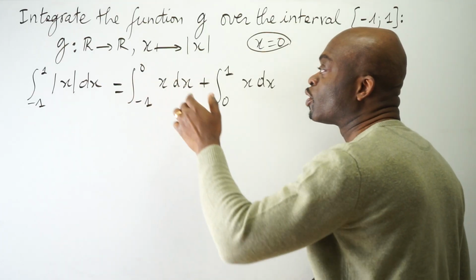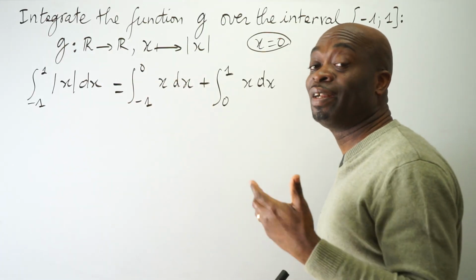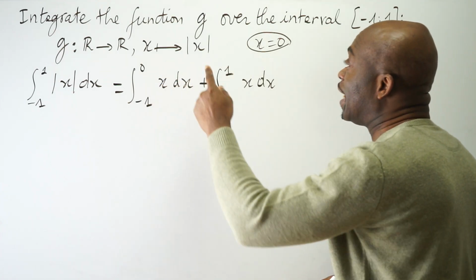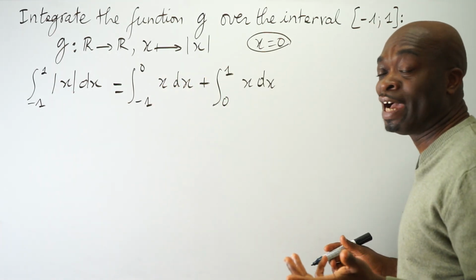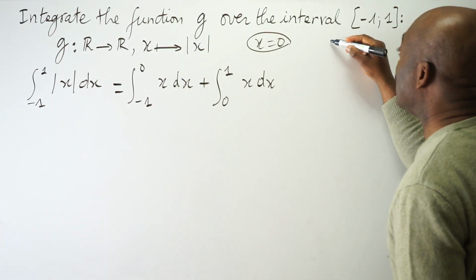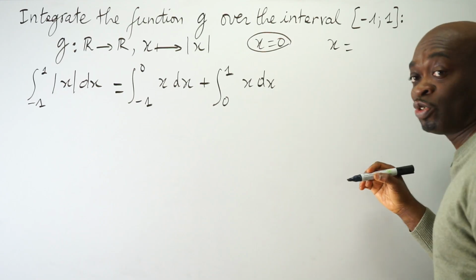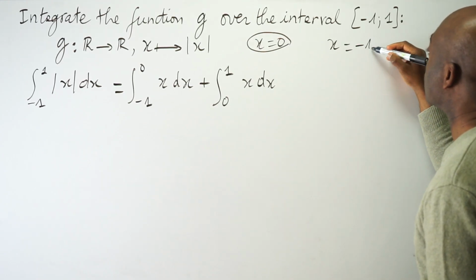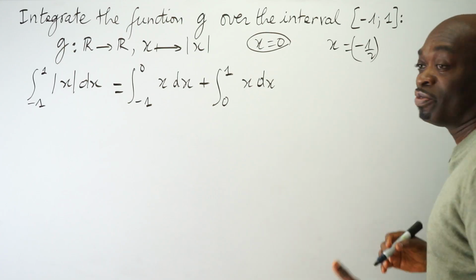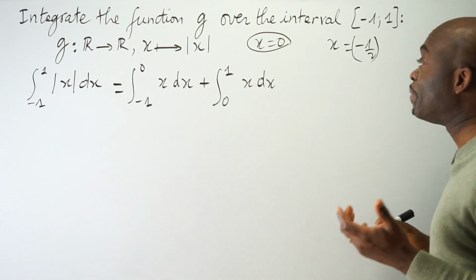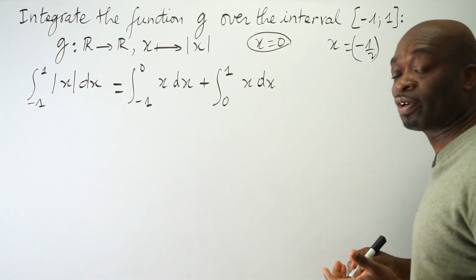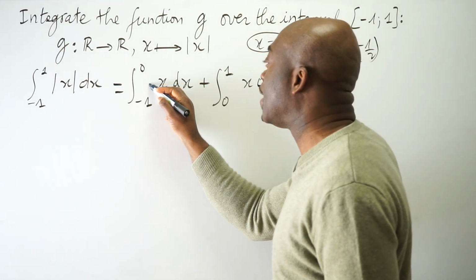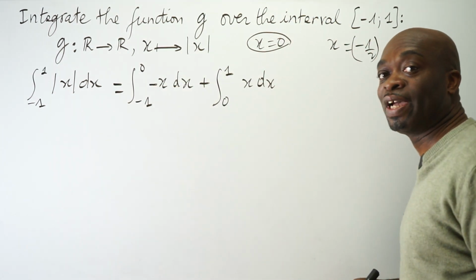So between -1 and 0, what can we choose? We can choose -1/2. If you plug it into x, it gives you -1/2. That means it's a negative function, so on this interval, instead of positive x, we have negative x.